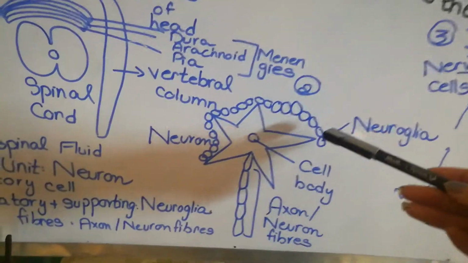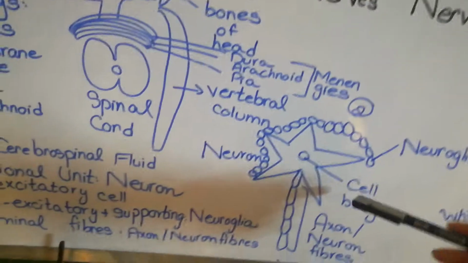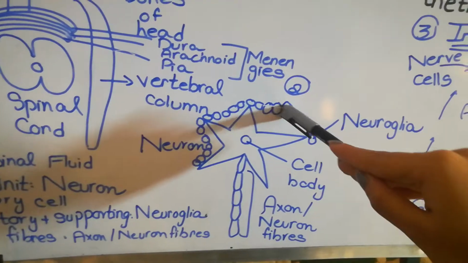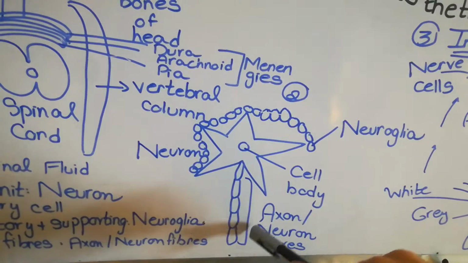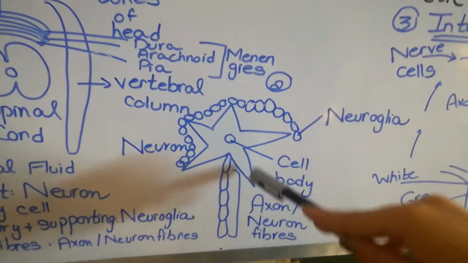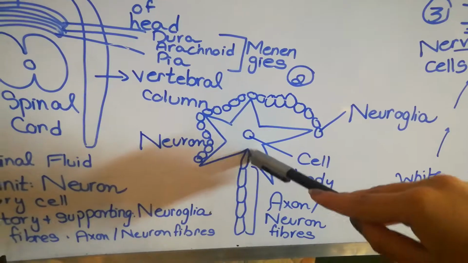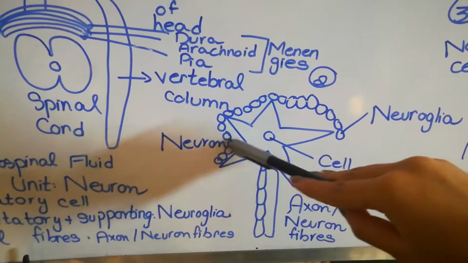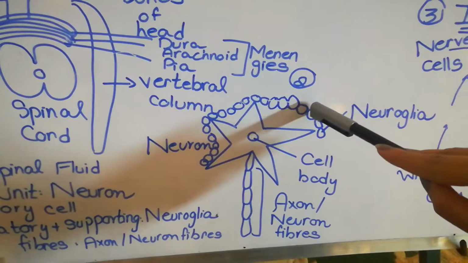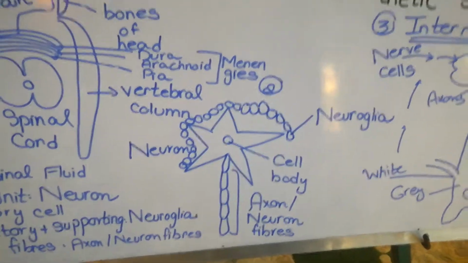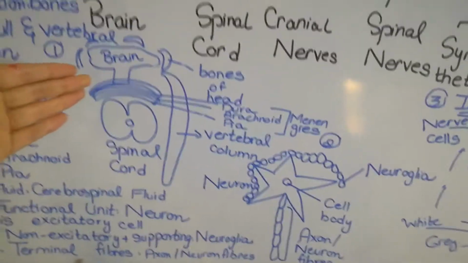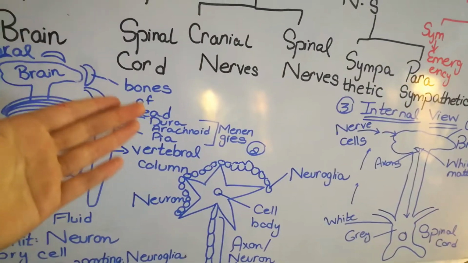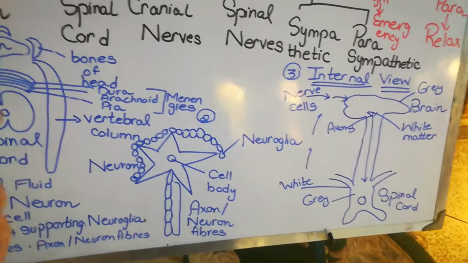Now coming to the functional unit of the nervous system, which is shown in my figure number 2. Here it shows that the functional unit of the nervous system is a star-shaped structure called your neuron, which is an excitable cell. It consists of your cell body, these axons or neuron fibers, and the non-excitable parts which surround these neurons are called your neuroglial cells. So this was basically an overview of what the central nervous system comprises: what the meninges are, what a neuron is, what an axon is, what neuron fibers are, what neuroglia is.